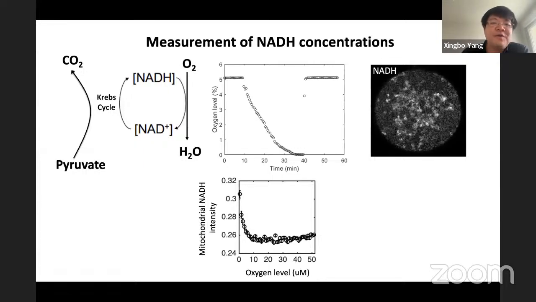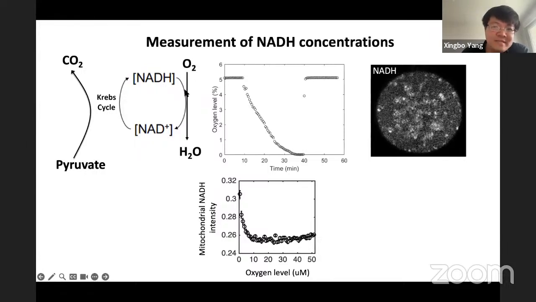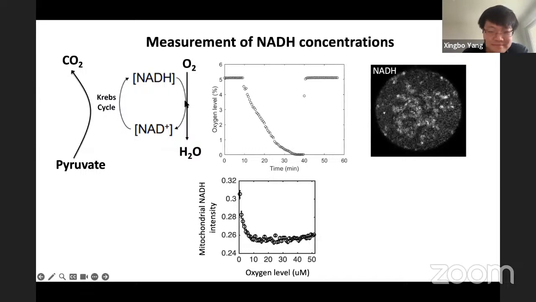But there are also other ways to decrease the consumption rate. There's a lot of enzymes here. You can inhibit those enzymes, and we'll see similar phenotypes.